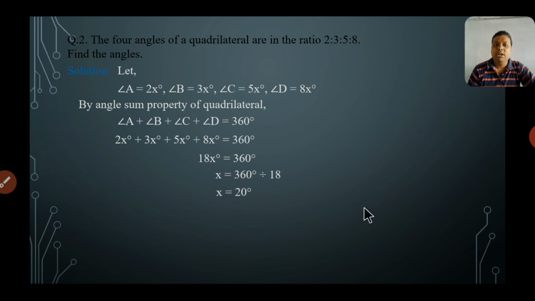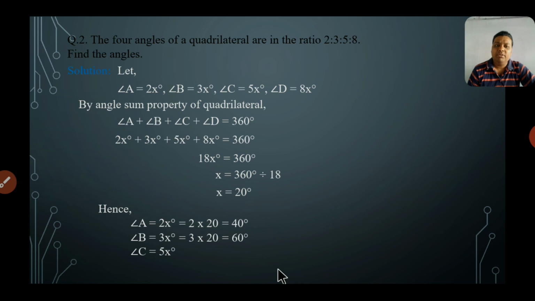Now let's put the value to find all the angles. Angle A equals 2x degrees, that is 2 into 20, which is 40 degrees. Angle B equals 3x, that is 3 into 20, which is 60 degrees. Angle C equals 5x, that is 5 into 20, which is 100 degrees. And angle D equals 8x, that is 8 into 20, which is 160 degrees.